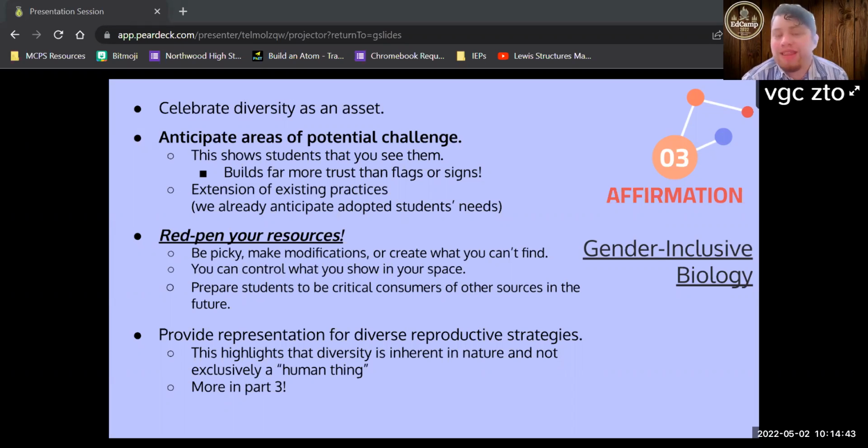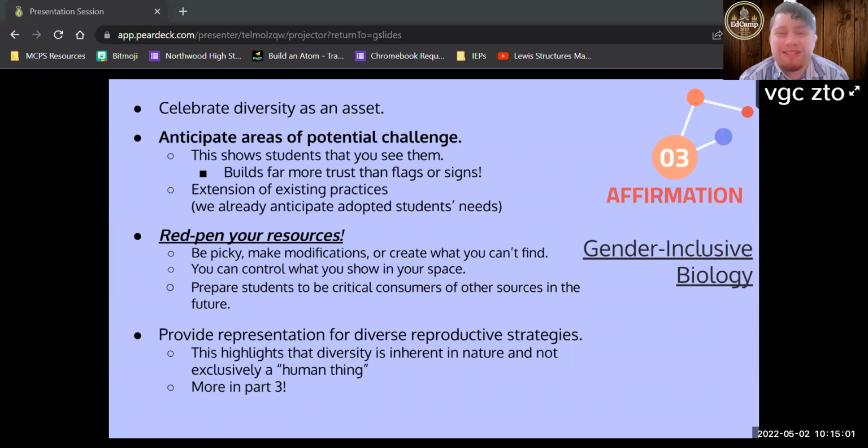When we come to it, they see it and they realize that we cared about them and that we saw them enough to take care of it. And it creates a huge amount of trust and relief for those students. It builds a lot more trust than any amount of hanging up safe space or rainbow flags could ever do.